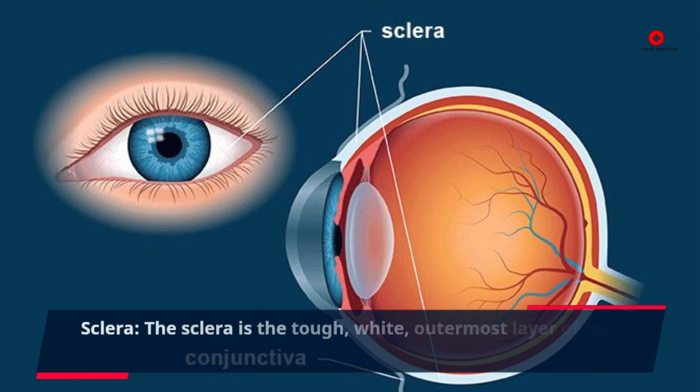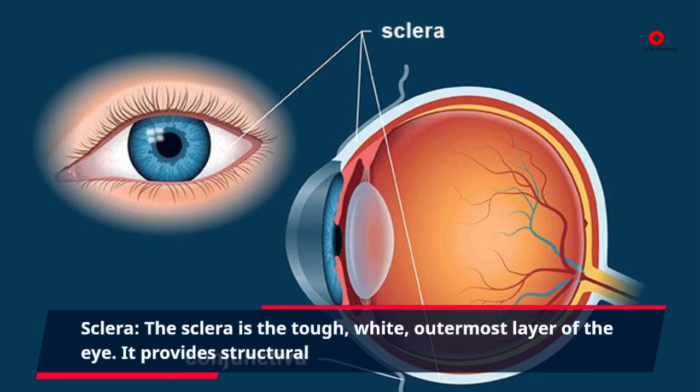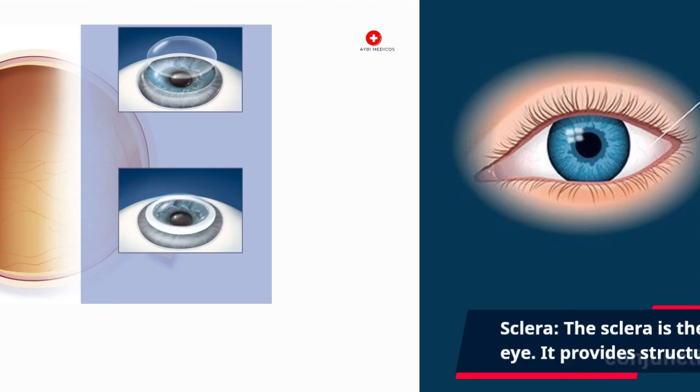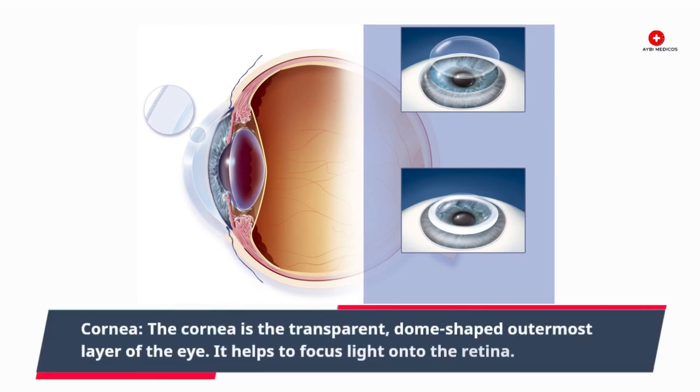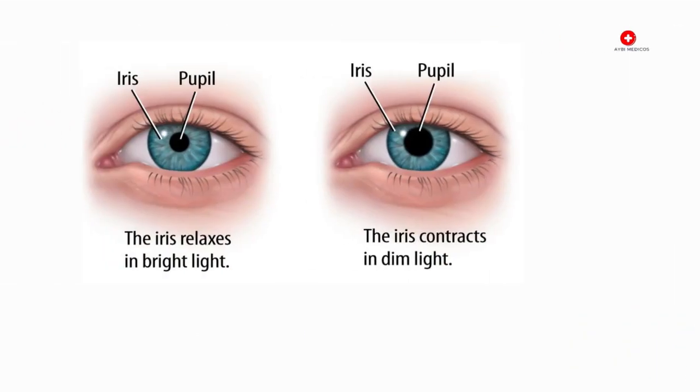Sclera. The sclera is the tough, white, outermost layer of the eye. It provides structural support. Cornea. The cornea is the transparent, dome-shaped outermost layer of the eye. It helps to focus light onto the retina.